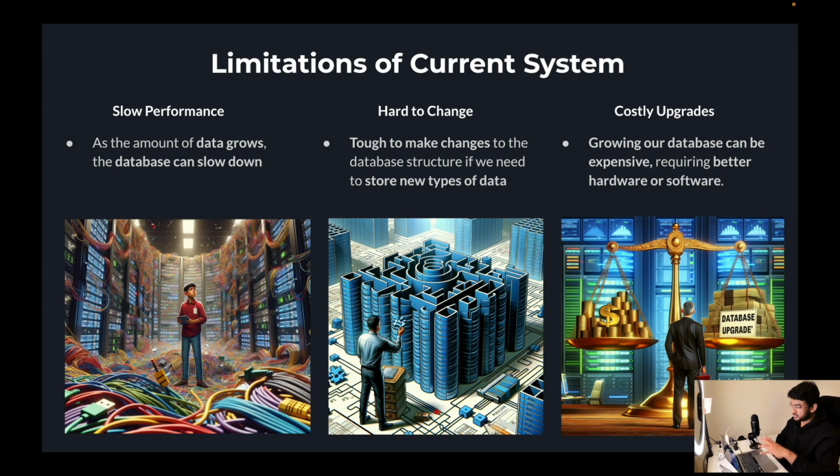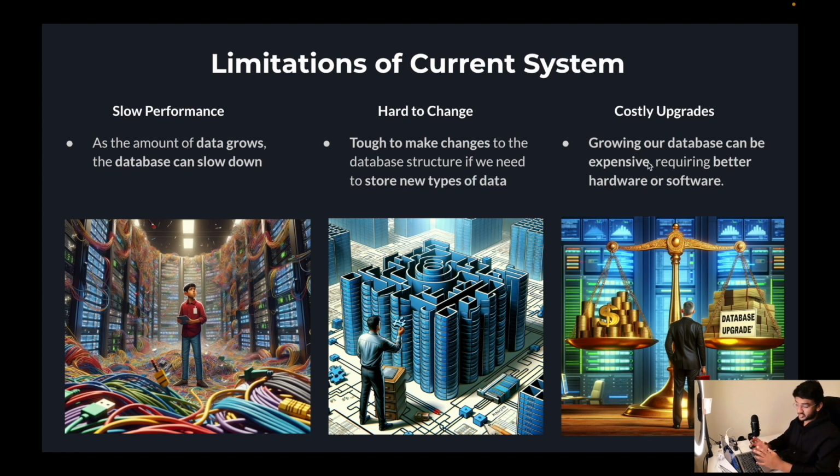The next slide is about the limitations of the current system. Slow performance is the first issue. As the size of the data grows, a relational database performs a little slower. The second challenge is that it is hard to change. If a new type of data comes into the picture, let's say you want to add family of the players, you need to add chains and linkages to all the other tables inside the system.